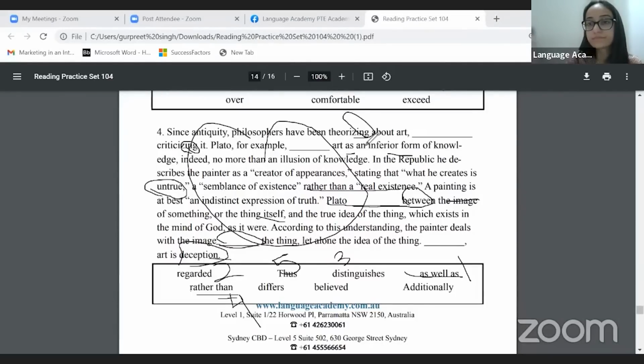Okay. Any confusions, anyone? All good with this question?